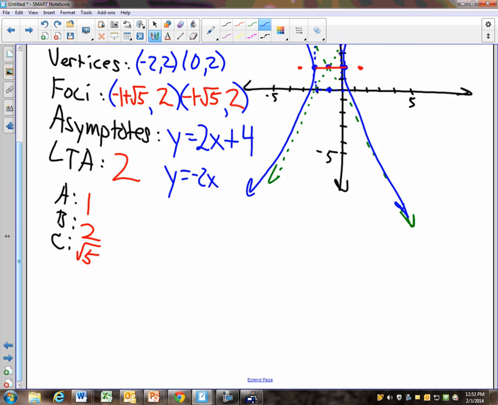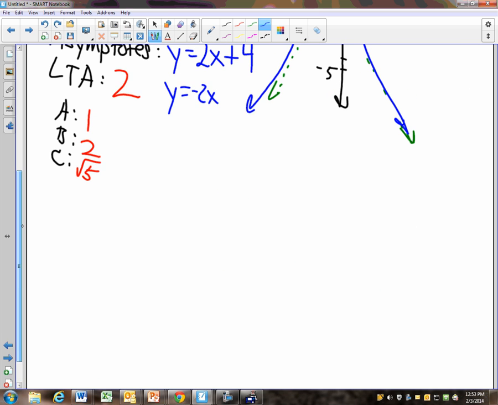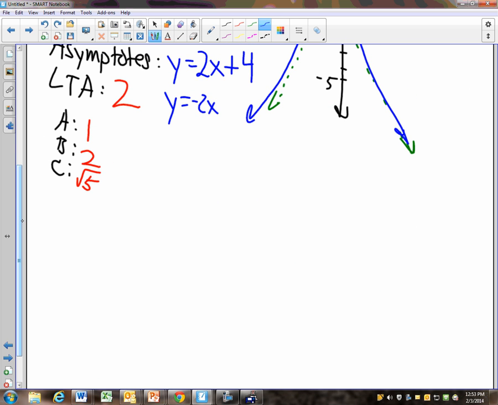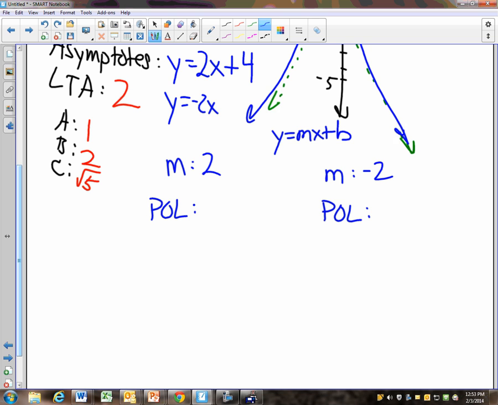We're done with that problem. You don't have to write this down, but I need to make sure you know this. What if you didn't have a graph? In order to write an equation for a line, you need slope and a point on your line, right? Well, we know the slope for one is 2, and we know the slope for the other one is negative 2. What's the point on the line that both of them pass through? Both of them pass through one specific point. The center, which is negative 1, 2.